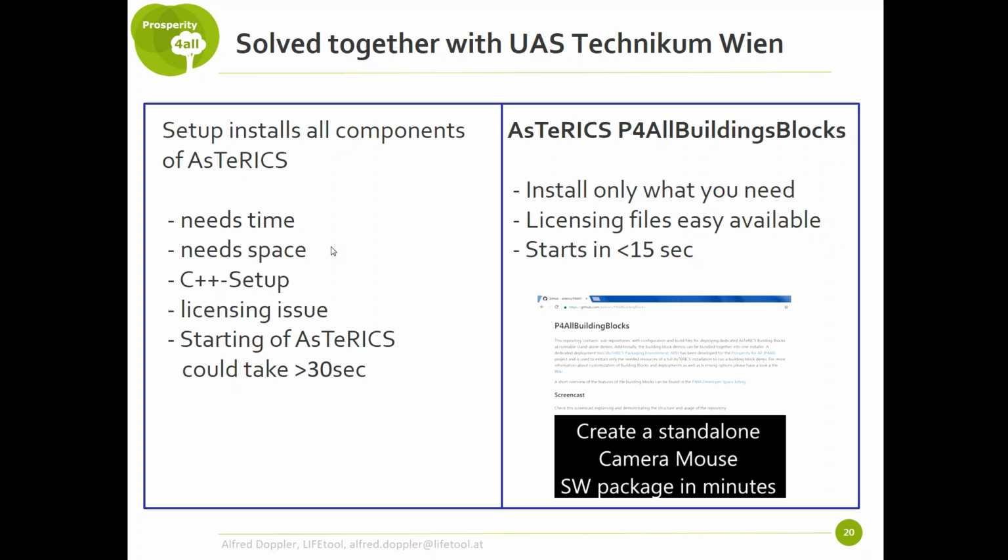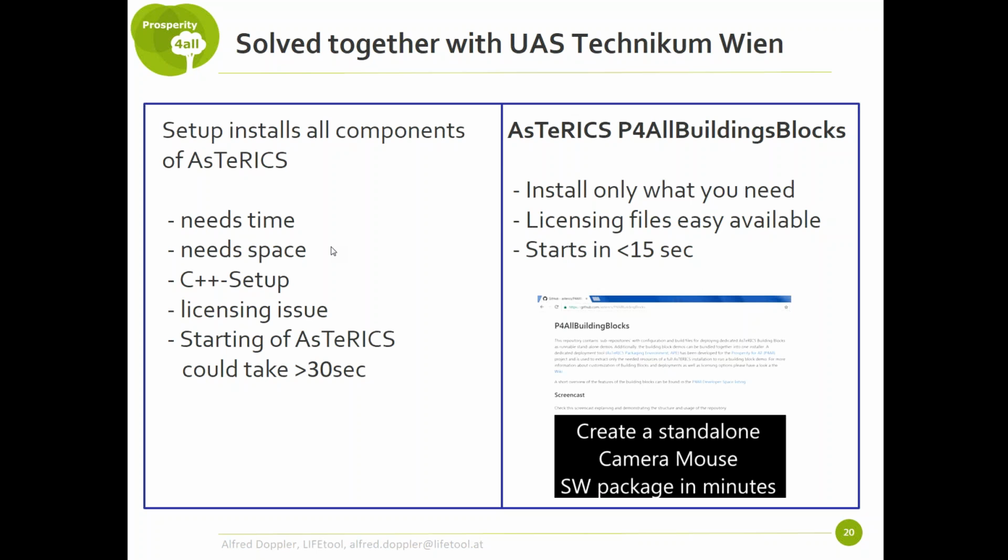So the licensing issue was very important for us, and the starting of AsTeRICS on some developer machines could really take more than 30 seconds. And the solution they provided us was the AsTeRICS building blocks, the APE. And these building blocks really made it good because they only installed what we needed. The licensing files are all together in one directory. You can easily see what's all in there. And now the start is around 30 to 40 seconds on this developer machine. So that's really, really great.